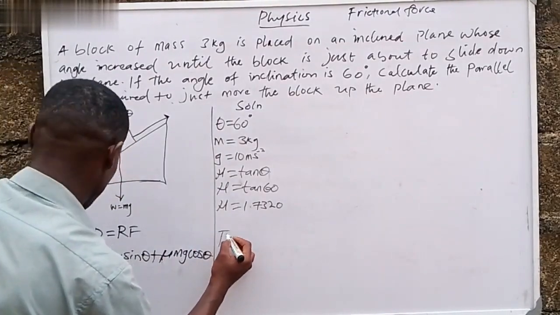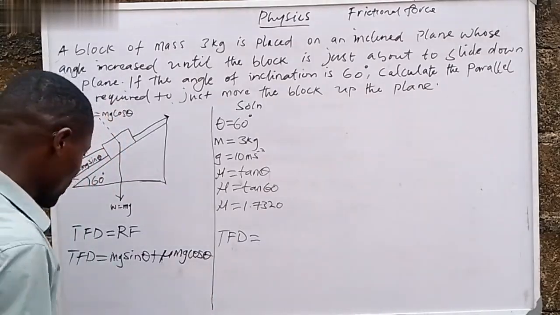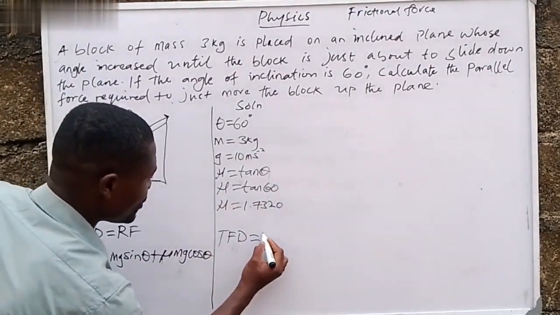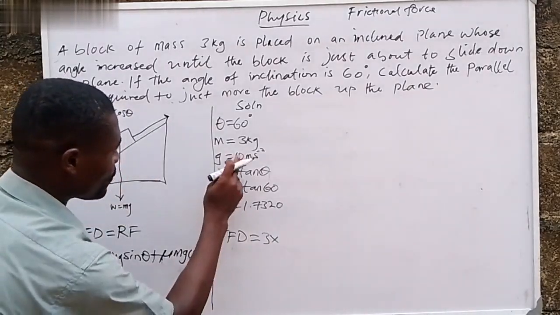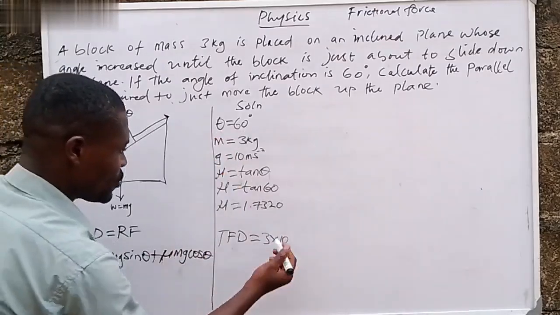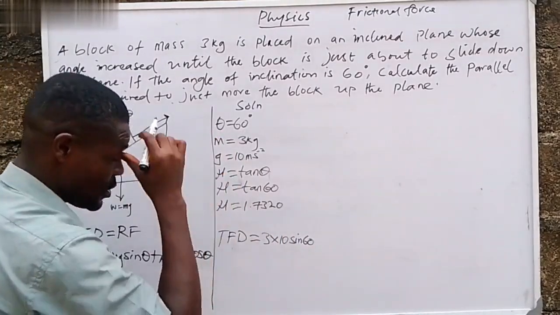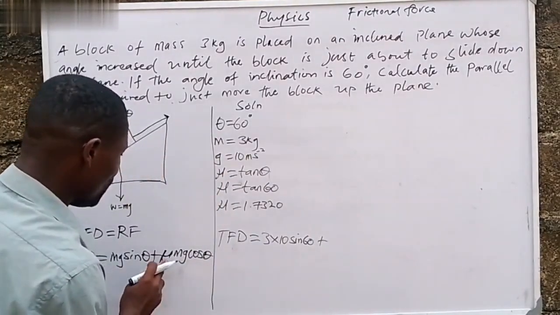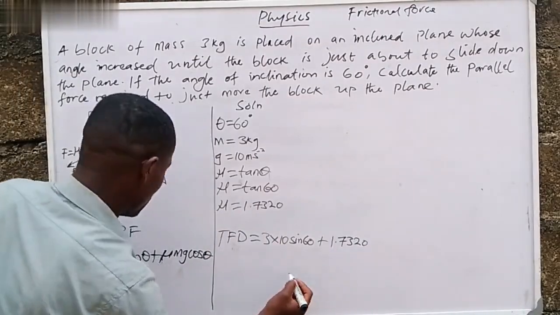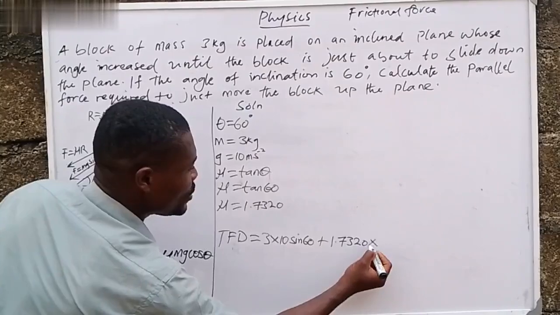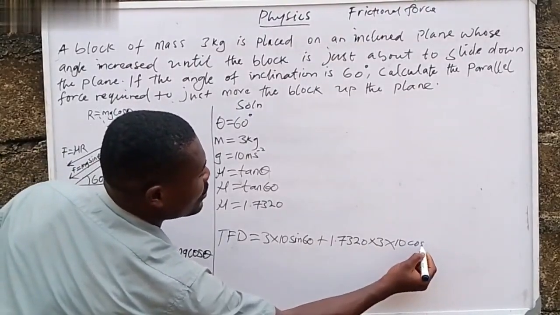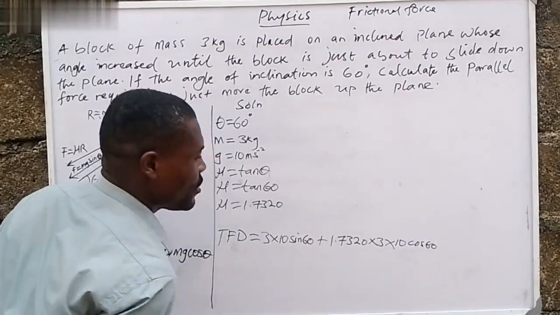We are now going to substitute these values into this equation. TFD, which is total force acting downward, is equal to m g sine theta, where m is 3 kg, g is 10, and theta is 60, so 3 times 10 times sine 60, plus mu, which is 1.7320, times m, which is 3, times g, which is 10, times cos 60, right?